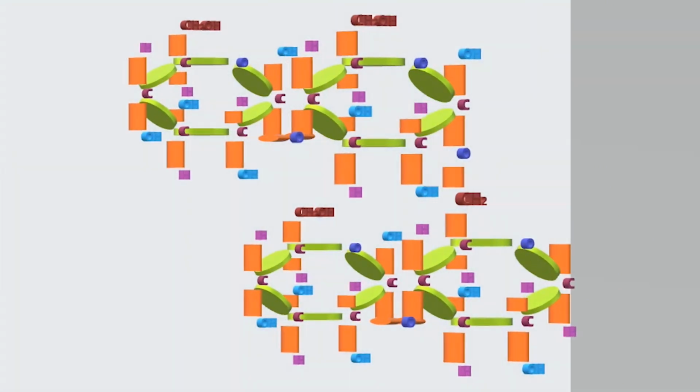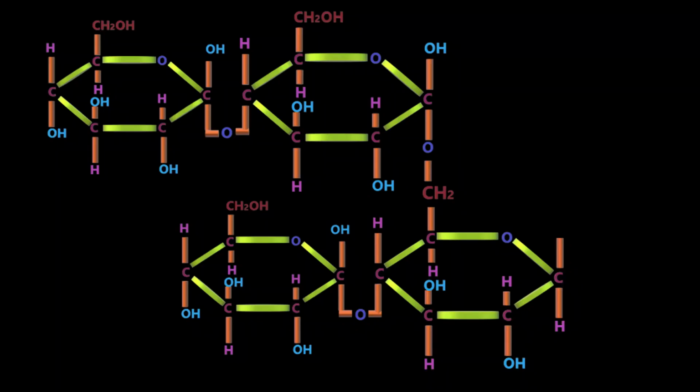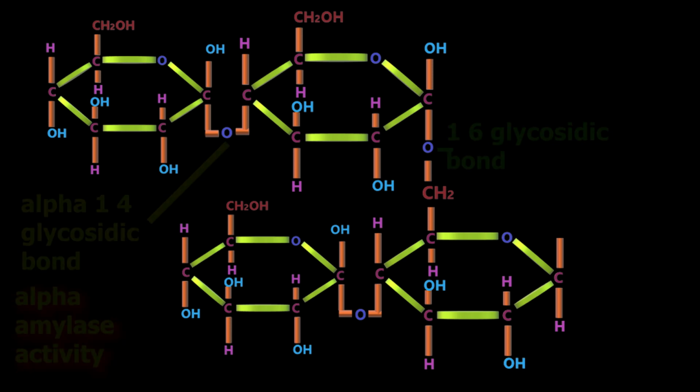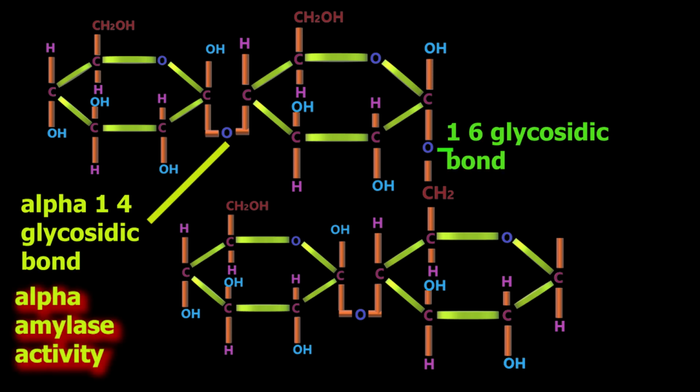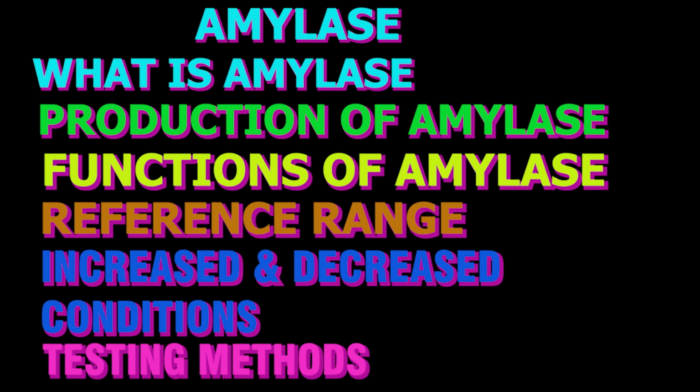In this video, we will discuss an enzyme, amylase. What is amylase, where and how amylase is produced, what are the functions of amylase, reference range for amylase, increased and decreased conditions, test methods, interfering factors of amylase test, and linearity methods.